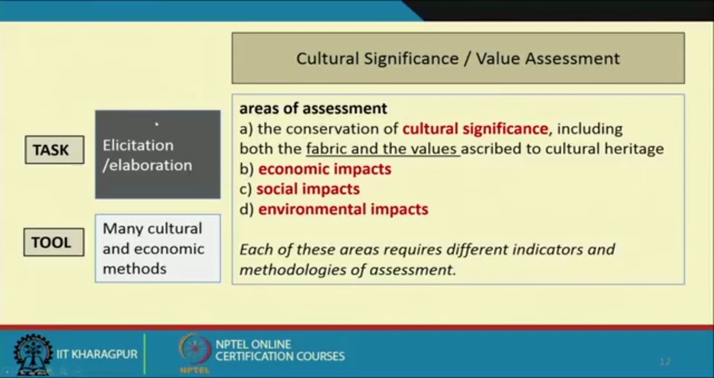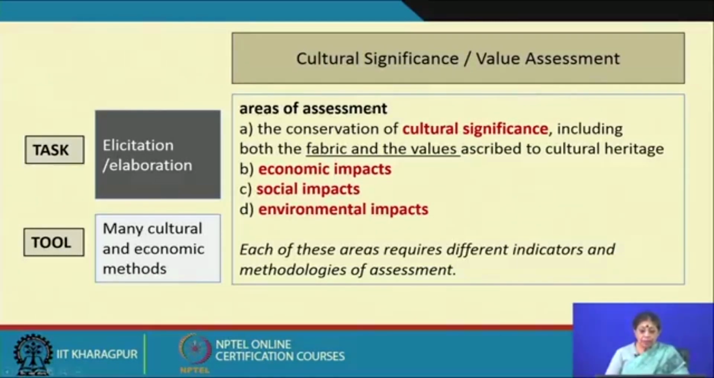So, as we talked about, we have to elaborate, and there are many cultural methods. The major thing we must remember is the area of assessment, the conservation of cultural significance, including both the fabric and the value. So, we must understand that on one side we are talking about the fabric, for example, Shamoli, which is an adobe structure, and on the other hand we are talking about the values, association value, construction, architectural, aesthetics and artistic values. So, we must talk about the fabric and the values ascribed to the cultural heritage, and also by this time we must also understand the economic impact, the social impact, and the environmental impacts. These are very important, and that is why we will talk in detail later on the heritage impact assessment. Now, each of these areas requires different indicators and methodologies for assessment.